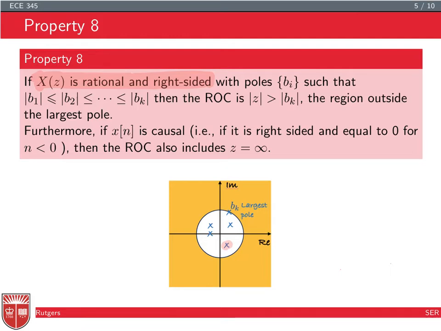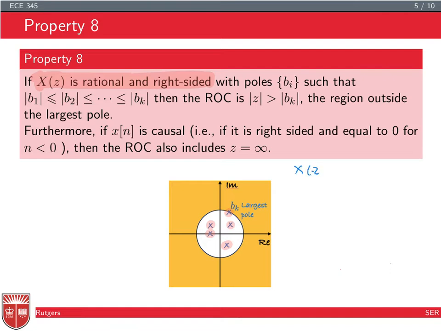So like I do here in the figure. Plot the z plane, and on the z plane, just write down the poles. And then this property says that the ROC is going to be the exterior of the circle that contains the largest pole. So as you can see in the figure here. So let me give an example. The idea is simple, but I'll give an example just to make sure we're all on the same page.